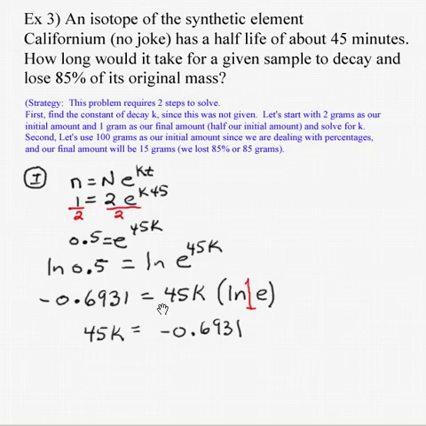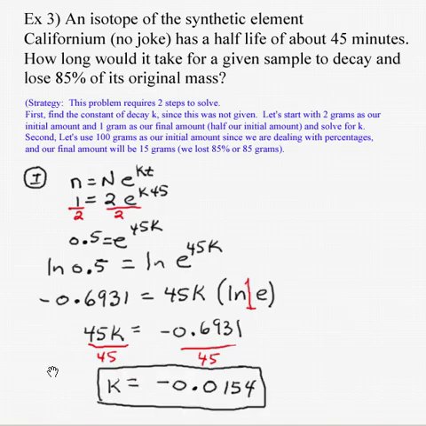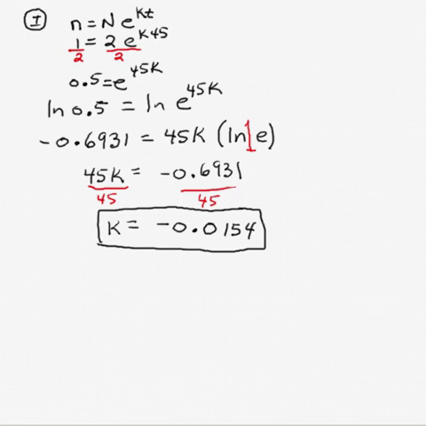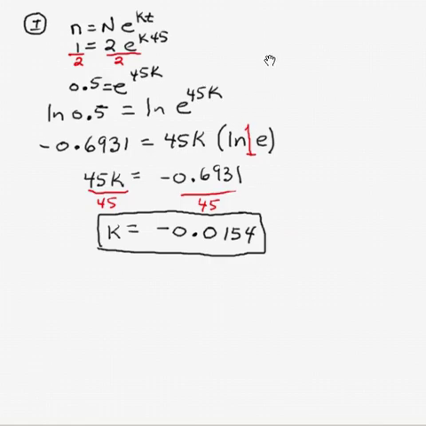And I'm just going to change sides of the equation. 45k is negative 0.6931. To find k, let's divide both sides of the equation by 45. And let's round this to 4 places. And clear our calculators. Round it to 4 places. So then our constant here is negative 0.0154. But that's not what they asked us.